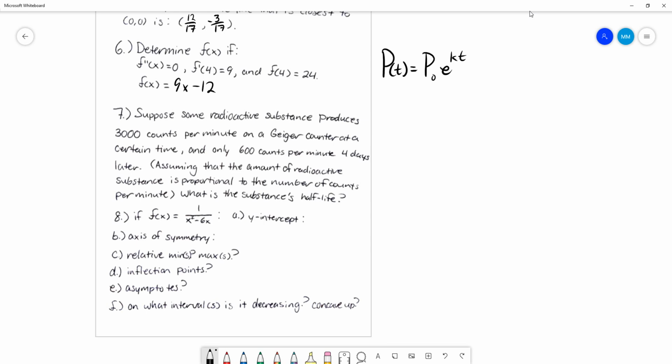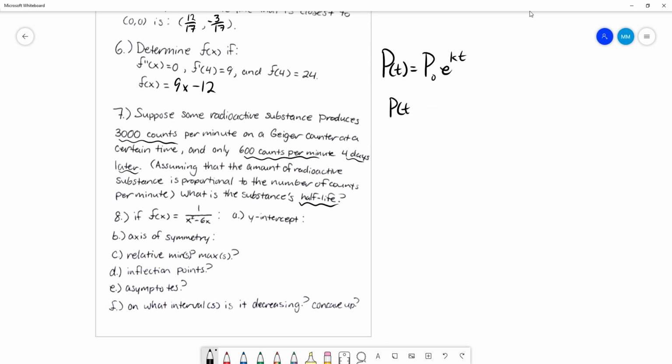So it says, suppose some radioactive substance produces 3,000 counts per minute on a Geiger counter at a certain time, and only 600 counts per minute 4 days later. Assuming that the amount of radioactive substance is proportional to the number of counts per minute, what is the substance's half-life? Okay, so for this, because we don't know what certain time this is, we're going to consider the 3,000 counts per minute to be our P naught.